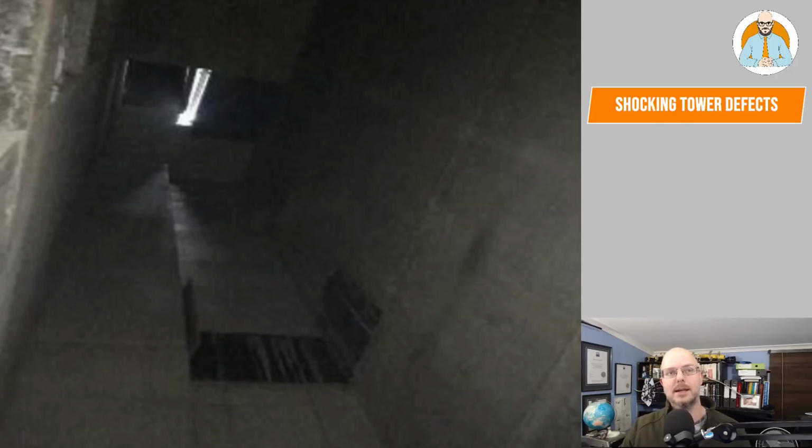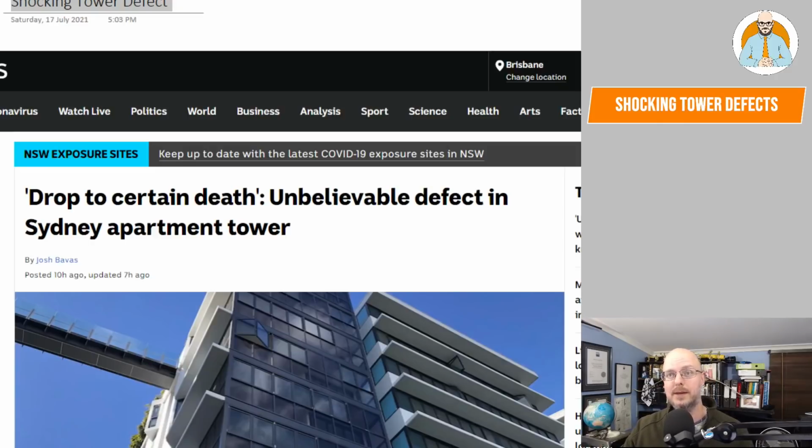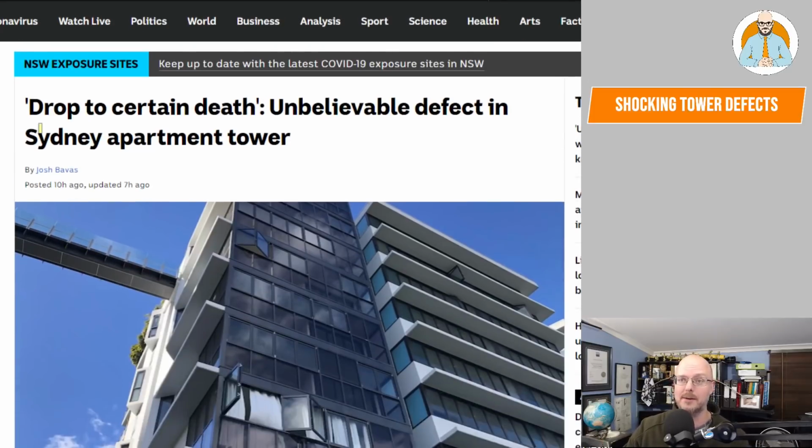So let's jump back here and have a look at this defect that's come to light. And thank you to the viewer who sent this to me, because we need to talk about this. More people need to be aware about it. Even if the defects aren't that serious, and I haven't read this article yet, so I don't know, at the very least, people start considering it and thinking about it.